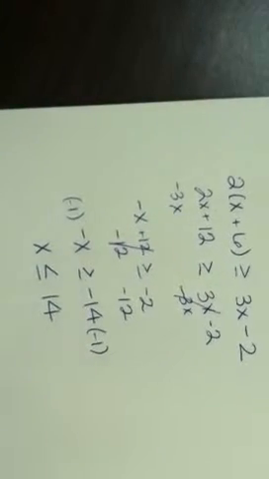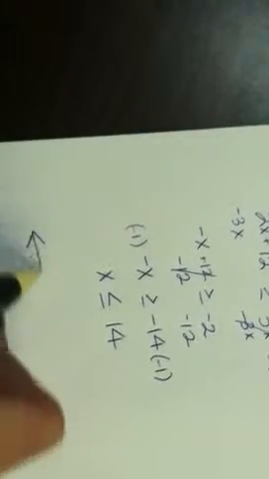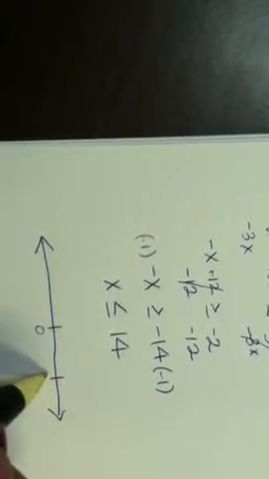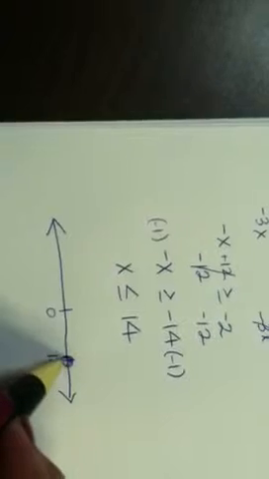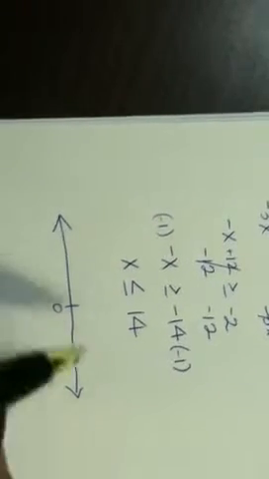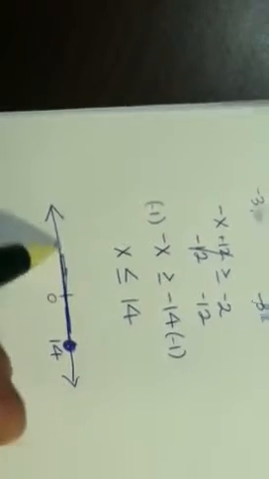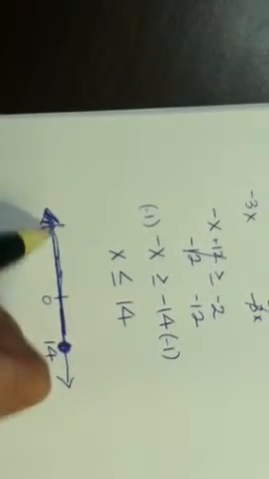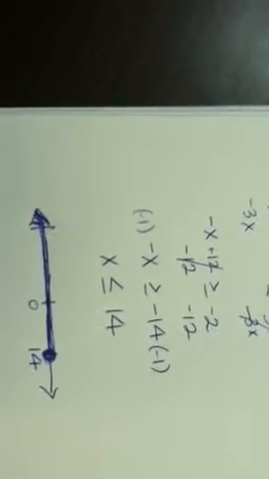If I were to graph this solution, I would create my number line. Mark 14. It's less than or equal to, so I close that dot, and it's less than, that means that I color in to the left. So our solution is x less than or equal to positive 14.